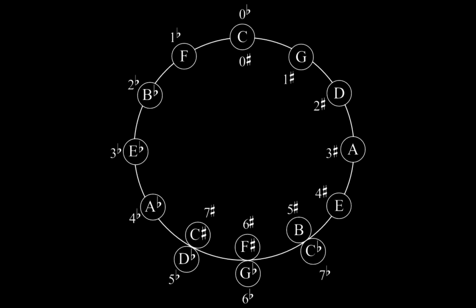A very helpful tool to remember the order of keys in relation to the order of sharps and flats is the circle of fifths. As you ascend in fifths, or clockwise, key signatures get 1 degree sharper, and as you descend in fifths, counterclockwise, key signatures get 1 degree flatter.